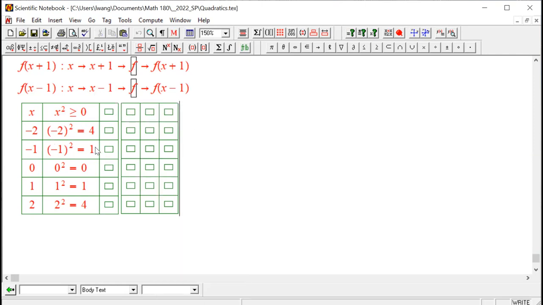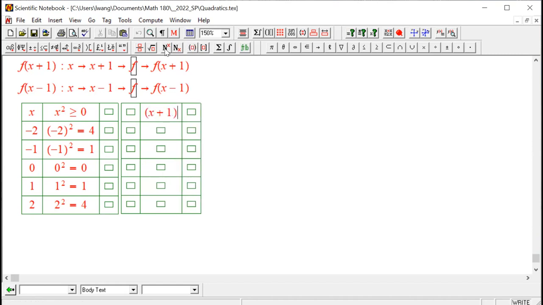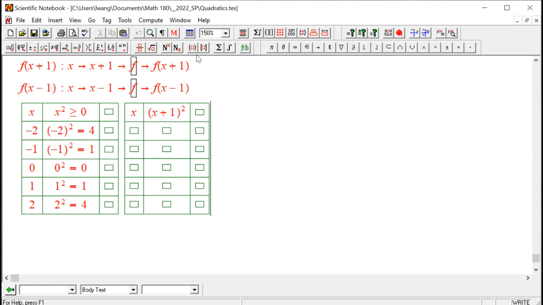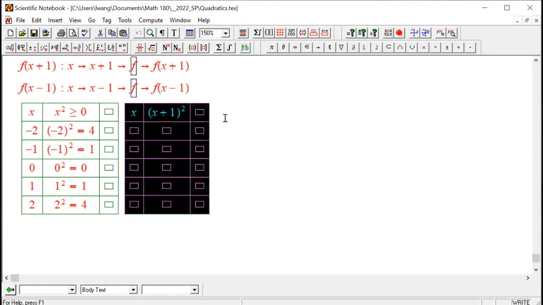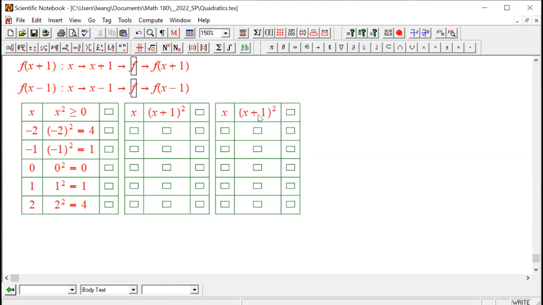Okay, input, output. And for this function, my function is going to be x plus 1 squared. Input, I'm going to make choices. I'm going to select inputs. And the next one, you guessed it, we're going to do x minus 1 squared. So we're going to select our input.